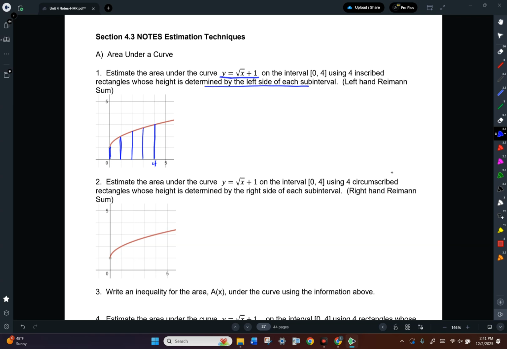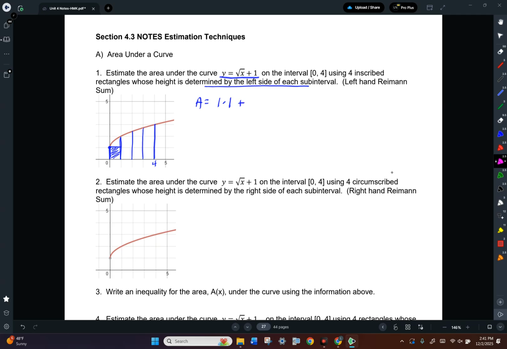So if you look at the interval from 0 to 1, the left side is right here at 0. And if I use that to determine the height, then this would be the rectangle I'm trying to find the area of. And if I look at that rectangle, it is going to be a base of 1 and a height of 1, right? So the area would be base times height, 1 times 1, okay? Plus, let's go to the next rectangle.